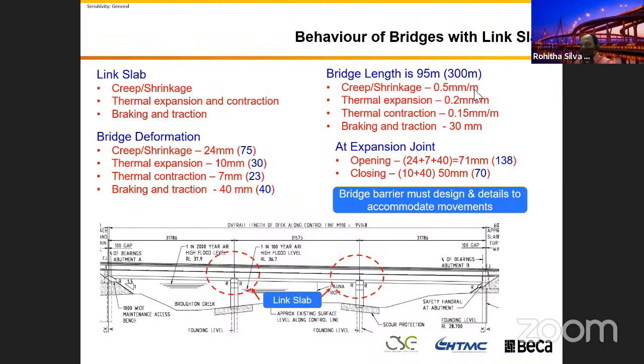0.5 millimeters per meter. Thermal expansion is 0.2 millimeters per meter, equivalent to a temperature rise of about 20 degrees. Thermal contraction is 0.15 millimeters per meter or 150 micron, equivalent to a temperature drop of 15. Sorry, before I made a mistake, it's 20 centigrade up and 15 centigrade down.